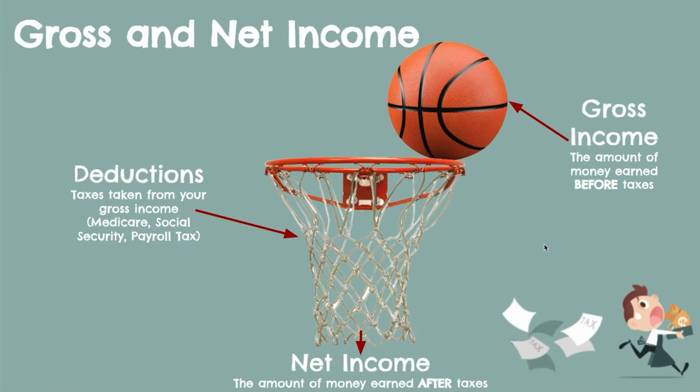Some people refer to this as a basketball going into the hoop. Gross income is represented by the basketball and an amount of money before taxes. Your deductions, which are the Medicare, Social Security, and payroll taxes, are taken out. Those deductions go through the net, and whatever comes out is your net income. The basketball doesn't change, but it's a visual of what comes out. What goes in is your gross income, they take your deductions out, and what's left is your net income.